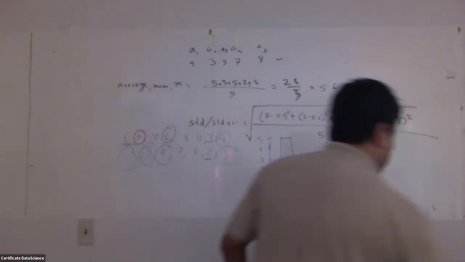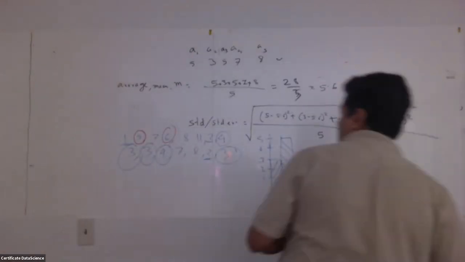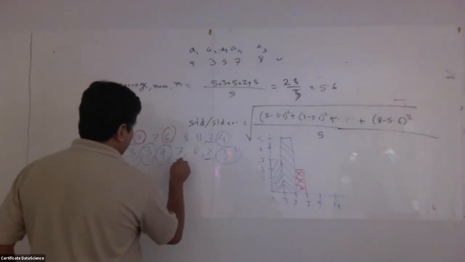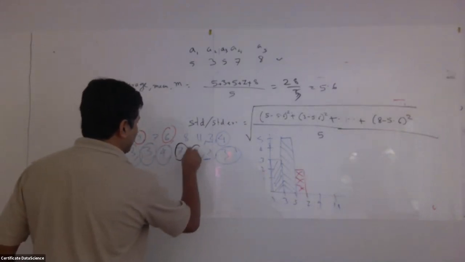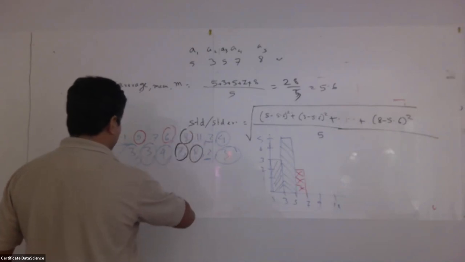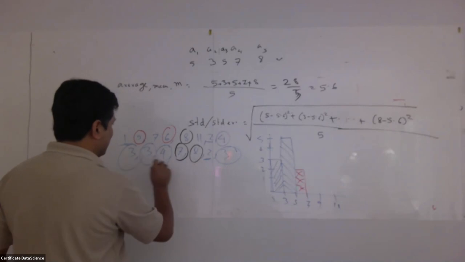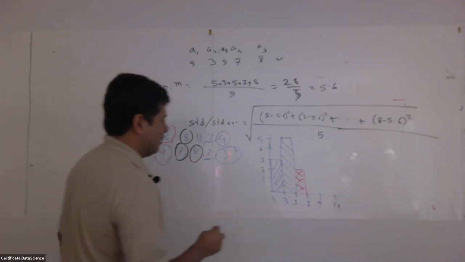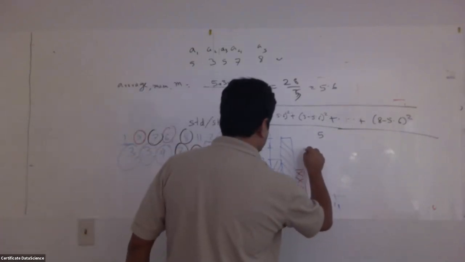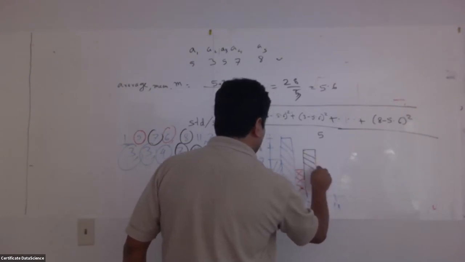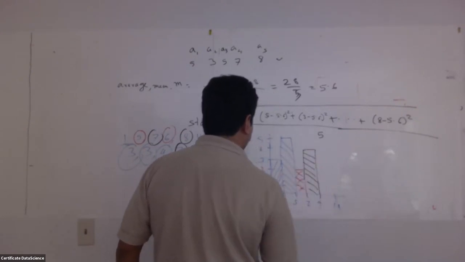7 and 9, anything here we get? Let me use the black marker. Here is 7. 8 is 1, another. 11 is not a candidate. This is another 7, so 4. You'll see, I'll come to distribution again, 4, right?